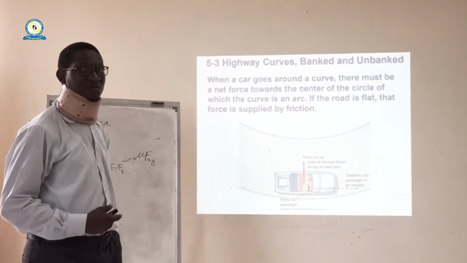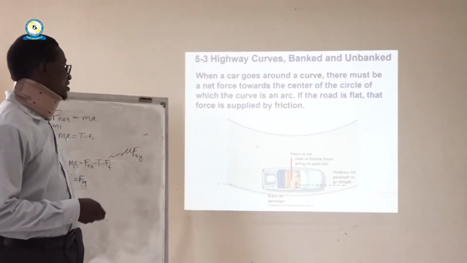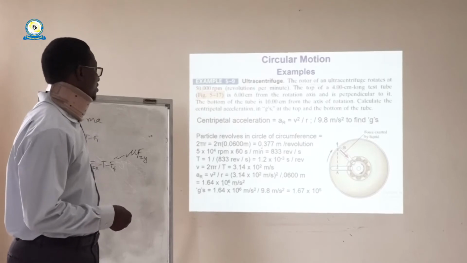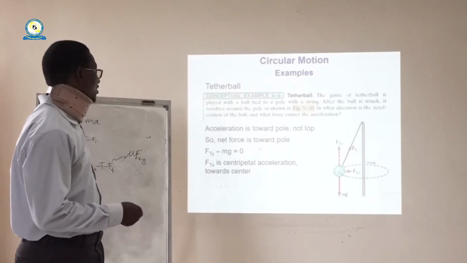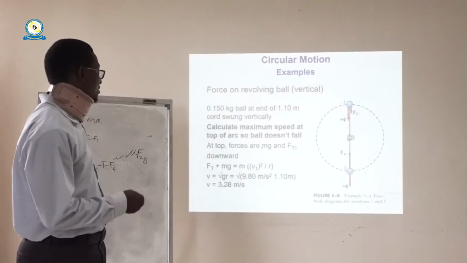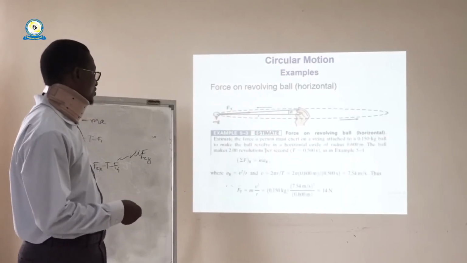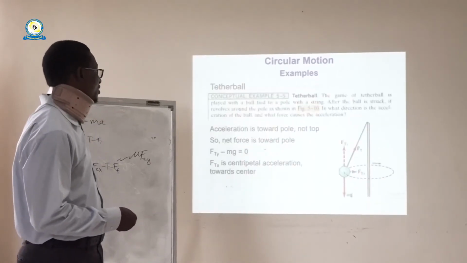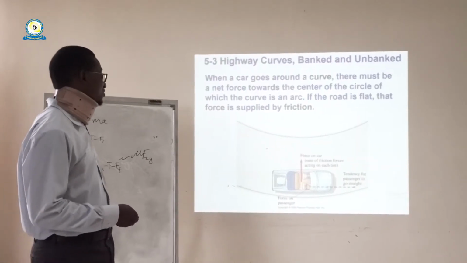Applications of circular motion also include banked roads. We have seen this before in a centrifuge machine also, and we have seen it in these tether balls. This is another case, a vertical revolving ball, and another case, a horizontal one. All these four cases you will find problems in, so you have to understand and know all of them.